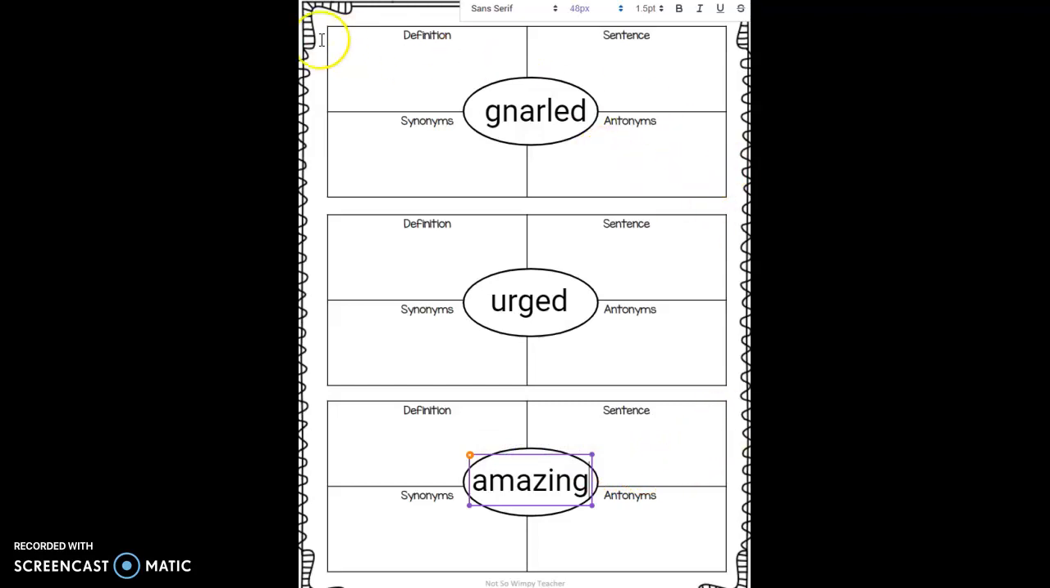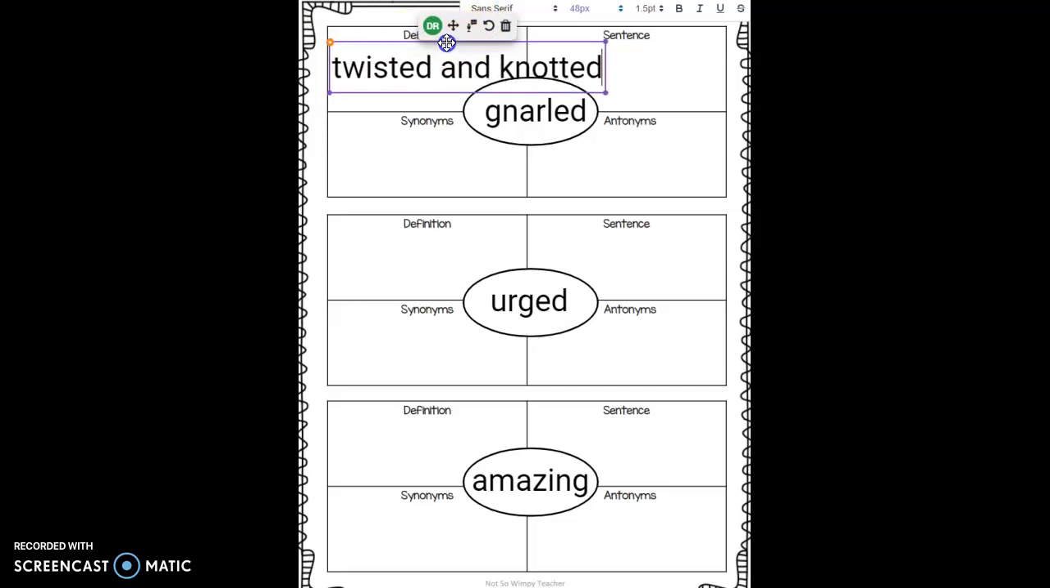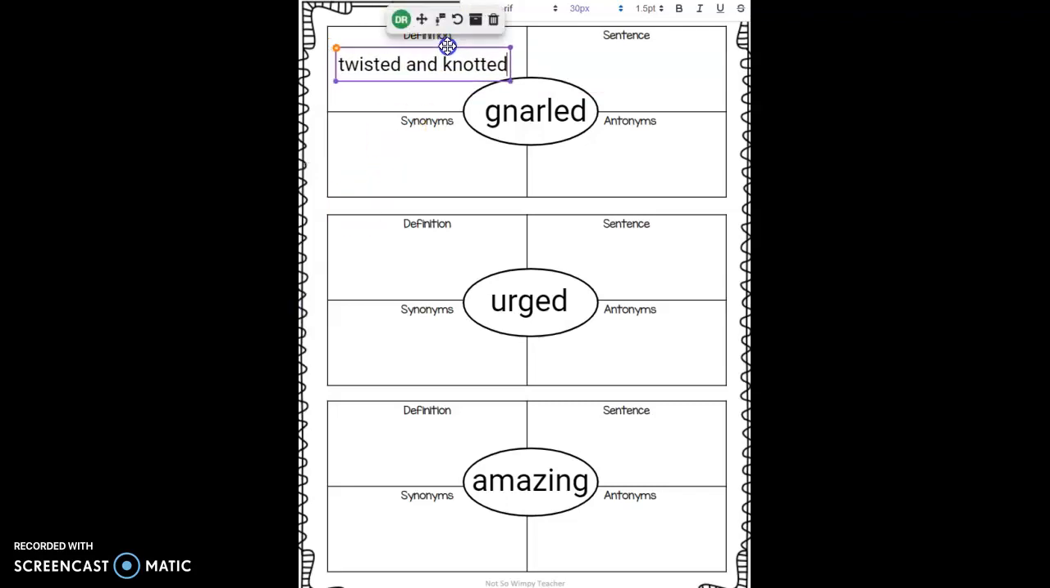Okay, here's what you need to know. Gnarled means twisted and knotted. Twisted and knotted. That's the definition for gnarled that I want you to write. Twisted and knotted. Remember, you can pause this if you need to write that.